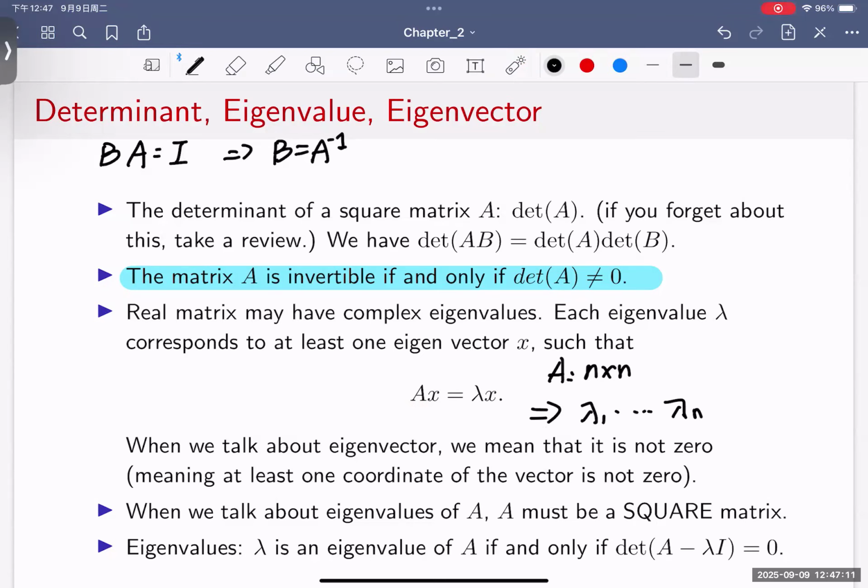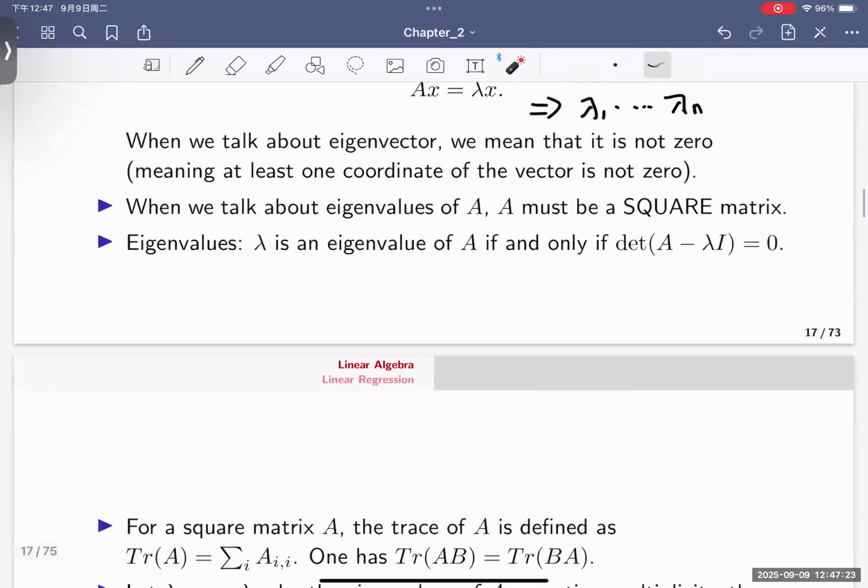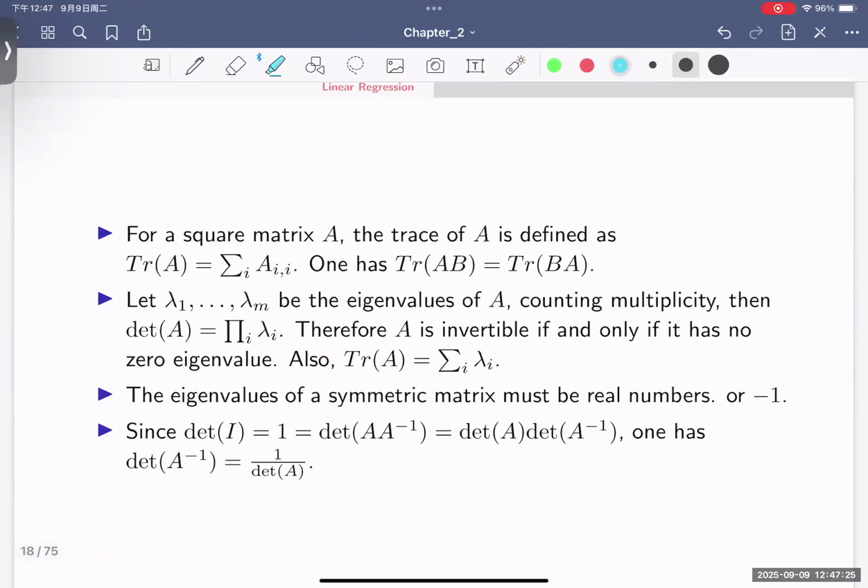And these eigenvalues have important properties connecting with our determinant. If we multiply all the eigenvalues together, it will become our determinant. So I'm writing it down here. And we can also add all the eigenvalues together, which will become what we call the trace of the matrix. The trace of a matrix stands for the summation of all the diagonal elements of A.